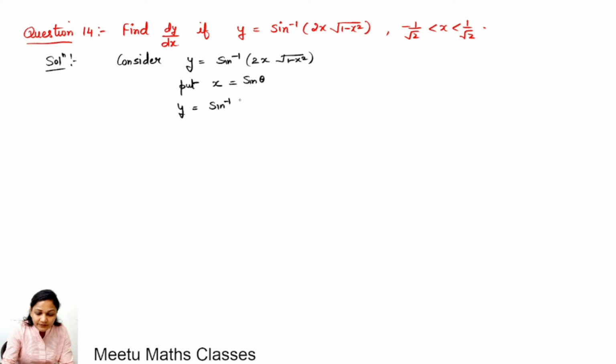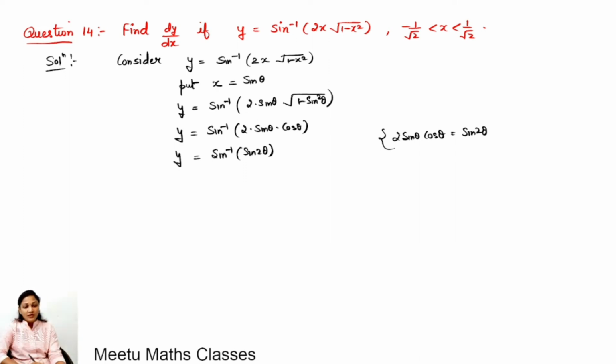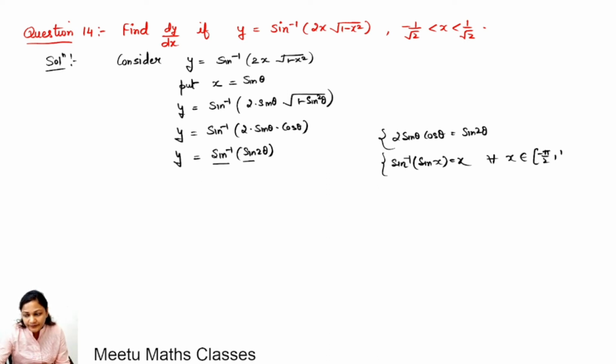So our y will become sine inverse of 2 sine theta into square root 1 minus sine square theta. And square root 1 minus sine square theta is cos theta. Now we know that 2 sin theta cos theta is equal to sin 2 theta. So we can replace this function by sin 2 theta. Now sin inverse of sin x is equal to x for all x lying between minus pi by 2 to pi by 2. So we are going to check whether 2 theta comes in between minus pi by 2 to pi by 2 or not. And for that we are going to use this.